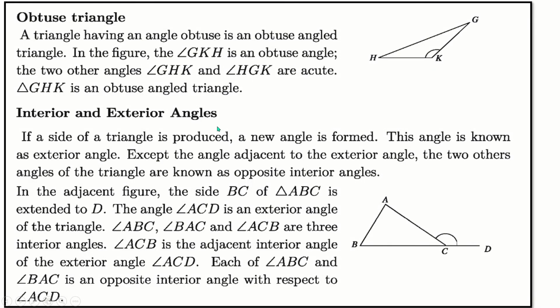Interior and exterior angles: here this is an exterior angle. This is interior, this is interior, this is interior. But the exterior angle is equal to the sum of the 2 opposite angles, that means the opposite angles, this and this. So exterior angle ACD is equal to the sum of the 2 opposite angles, CAB plus ABC. That means CAB plus ABC is equal to angle ACD. Okay, you have to remember.